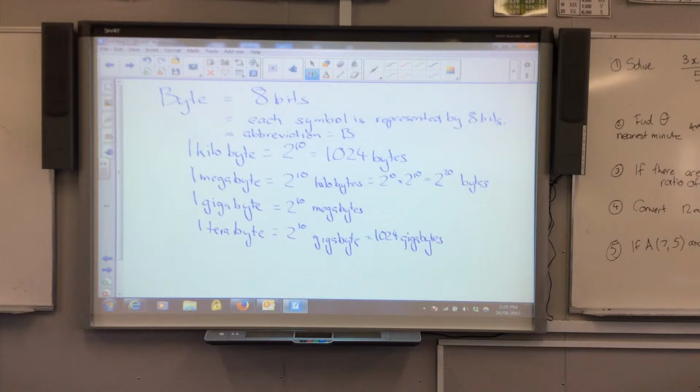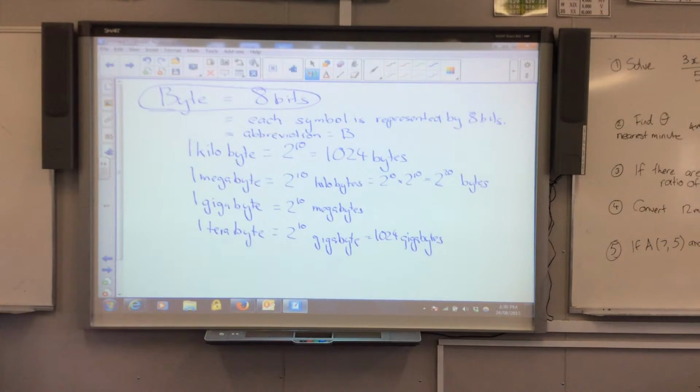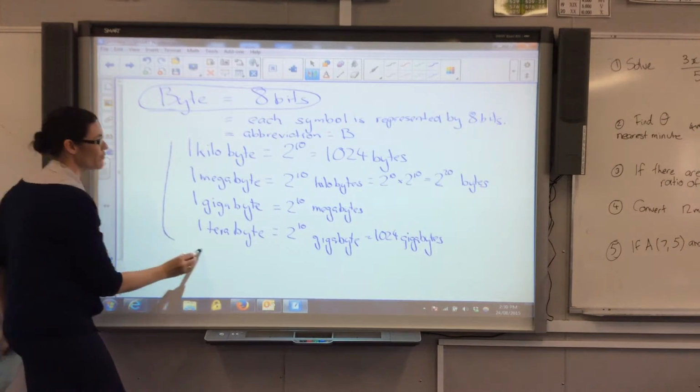Year 11, shh. Okay, on your formula sheet, they tell you that 1 byte is 8 bits. They also give you these conversions.